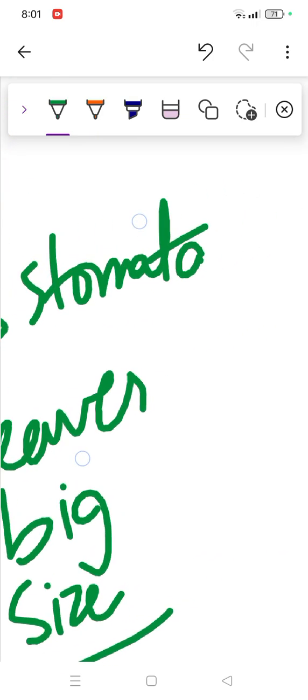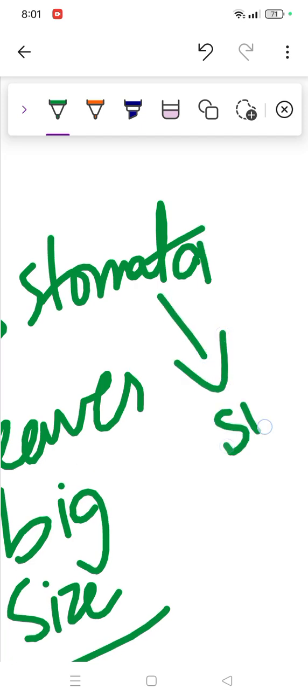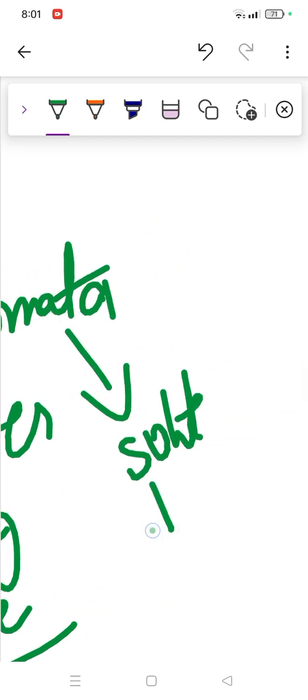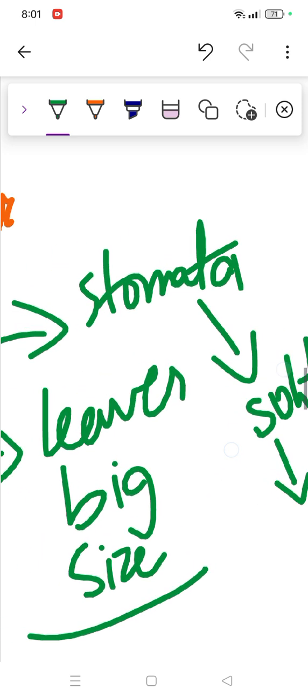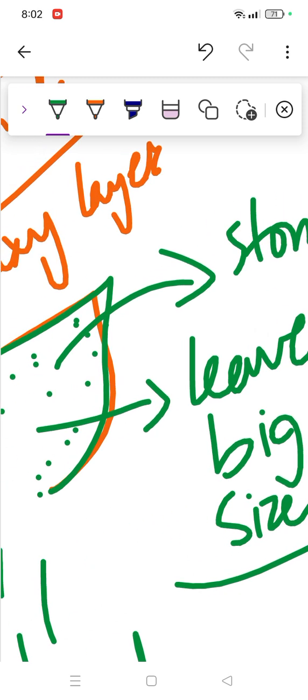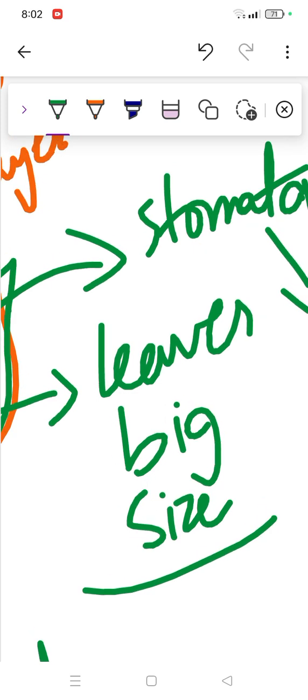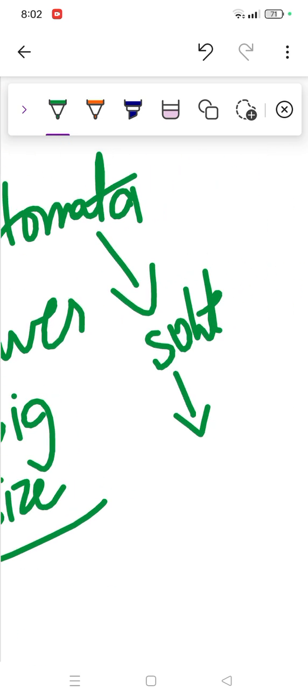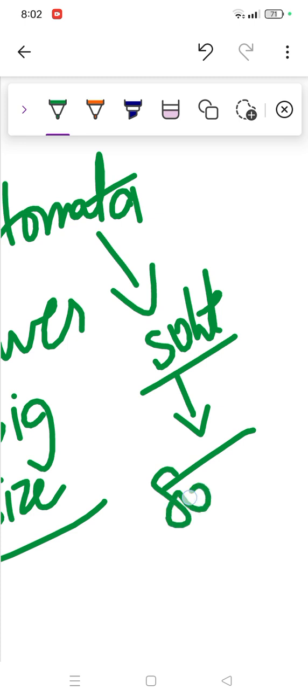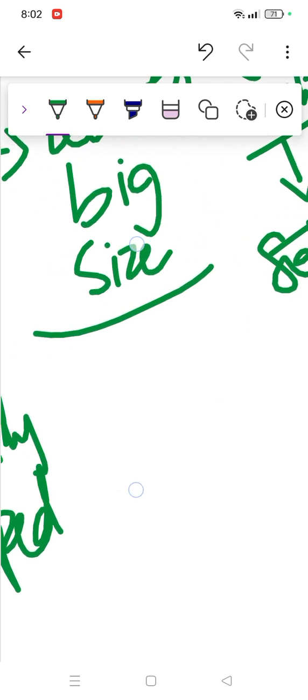Stomata on the upper side are for balancing solute and solvent, because they don't need more water as they already have water. So managing all this stuff, they need to have stomata, and the stomata are present on the upper side. So leaves are quite big, and they have a good amount of stomata on the upper side, so that they manage the solute and solvent concentration. I'm sure it's clear to you. And the stem is cylindrical and spongy.